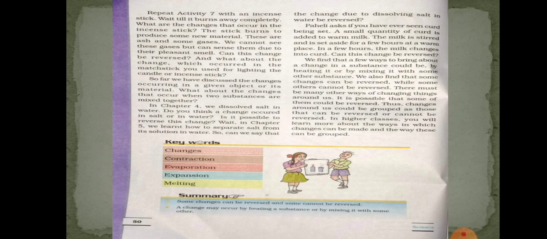In higher classes, you will learn more about the ways in which changes can be made and the way these can be grouped. So, we are over with the chapter, and we have learned about the different changes, that is reversible and irreversible, contraction, expansion, condensation, evaporation, freezing, and also melting. These were the topics that we discussed in the textbook.